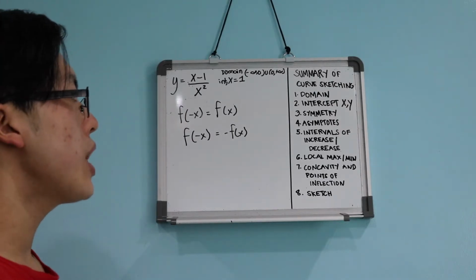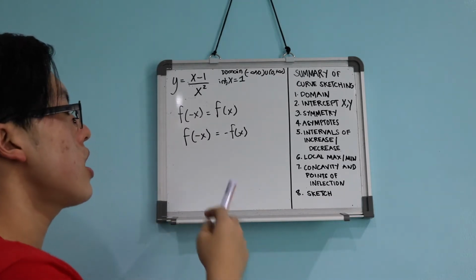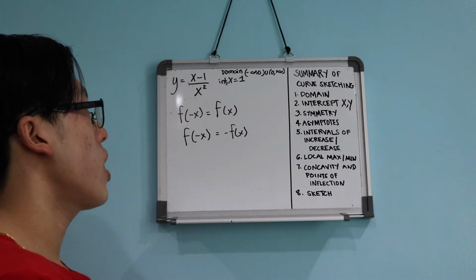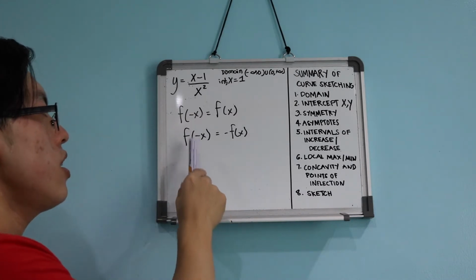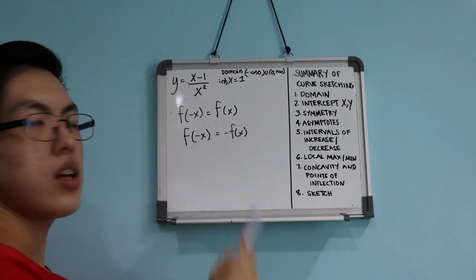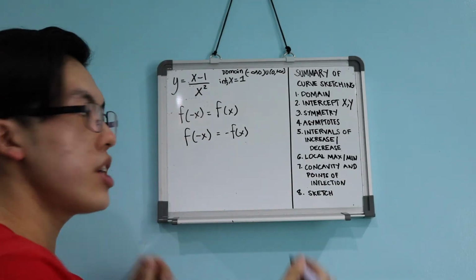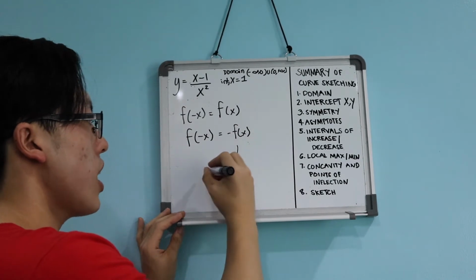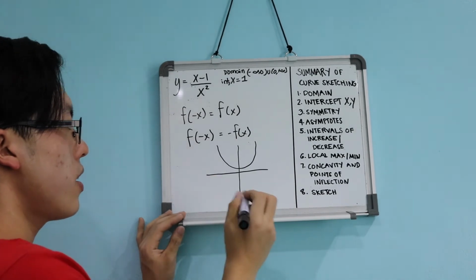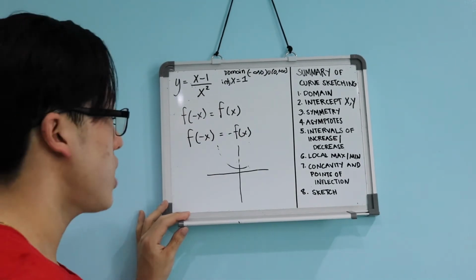In getting the symmetry, we need to plug in a negative value in the function. If the result is the same, then it has symmetry at the y-axis. And if we plug in negative x and the result becomes negative, the symmetry is at the origin. The difference between y symmetry and origin symmetry, the graph should look like this. So this has the y symmetry, and a function that has no symmetry will only be a straight line.